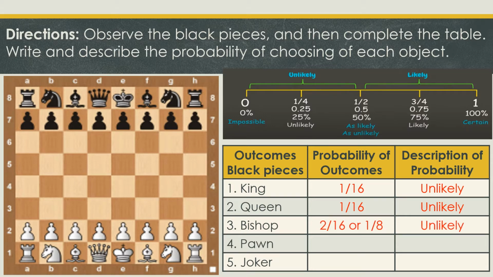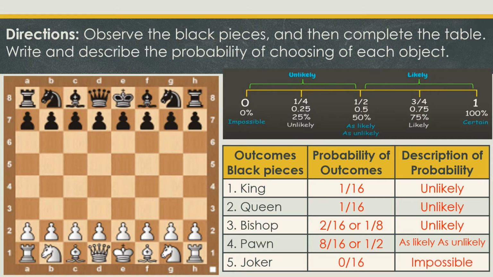Number 3, bishop. The probability of outcomes is 2 out of 16 or 1 over 8. There are 2 bishops out of 16 black pieces. The description, unlikely. Number 4, pawn. Probability of outcomes is 8 out of 16 because there are 8 pawns out of 16 black pieces, or 1 over 2 or 1/2. The description, as likely as unlikely.